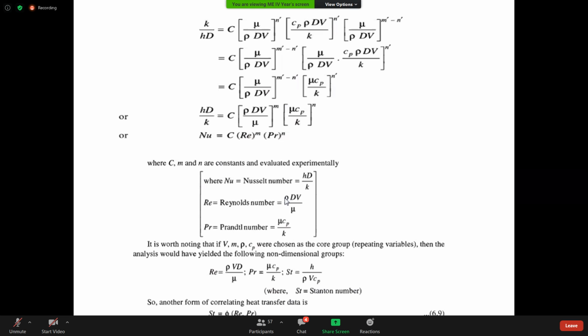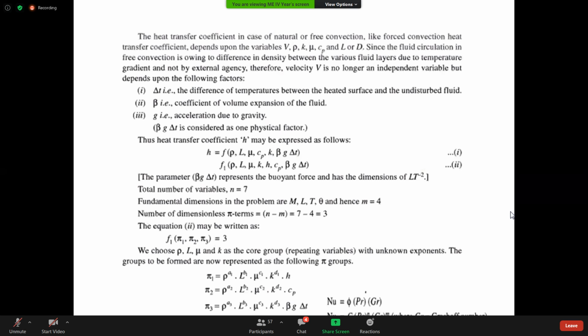The same problem. I shared this PPT today itself. I shared the complete 2 units yesterday. I shared this. Do practice. This is also a homework problem, right? Homework problem. Here we see this beta g delta T. What is this total? I'll tell you. Right. So again, this is the natural convection problem.